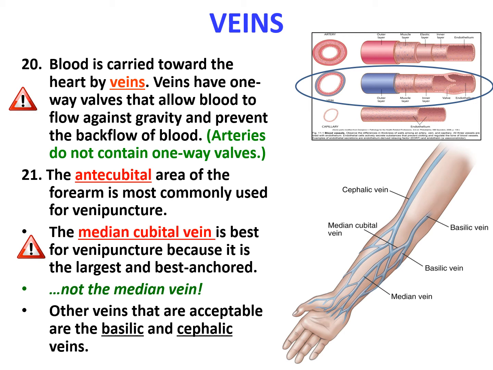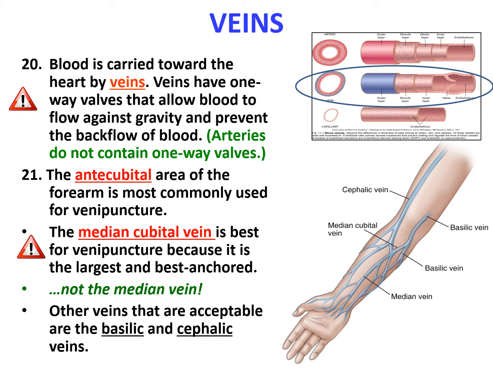Okay, so if you look at this arm picture here, down at the bottom on the right-hand side, if you hold your arm out right now with your palm facing up, right where the back side of your elbow is, that is the antecubital fossa of the arm. The antecubital area of the forearm is the most commonly used area for venipuncture. And the median cubital vein is the best for venipuncture because not only is it the largest vein, but it's the best anchored. Not the median vein, the median cubital vein.